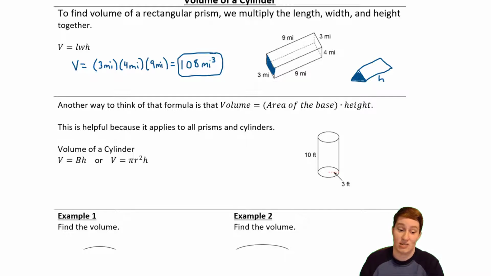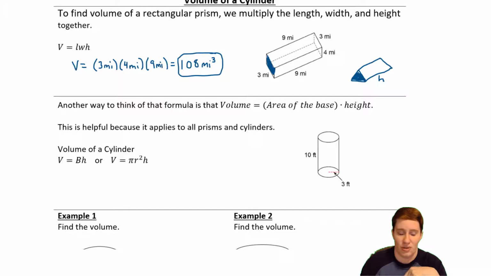Written one way, we would say that the volume equals the area of the base times the height, and a lot of times you'll see a capital B to represent area of the base. Or, even better, we know how to find the area of a circle, and cylinders have a circle for the base, so we just put that into the formula.